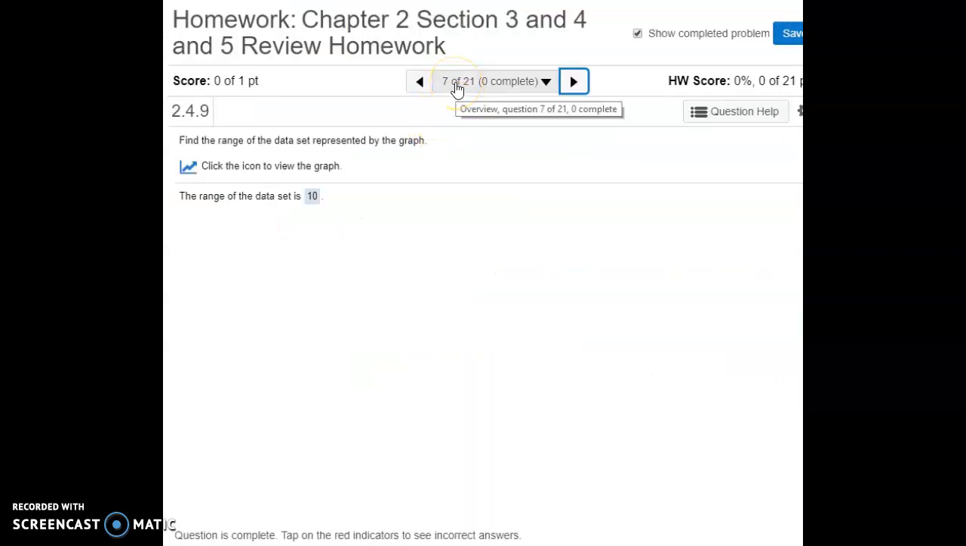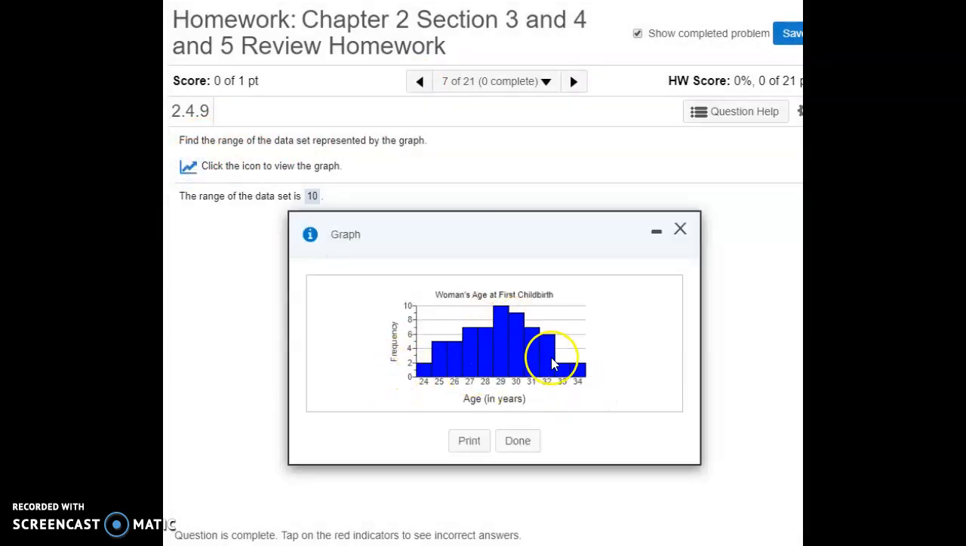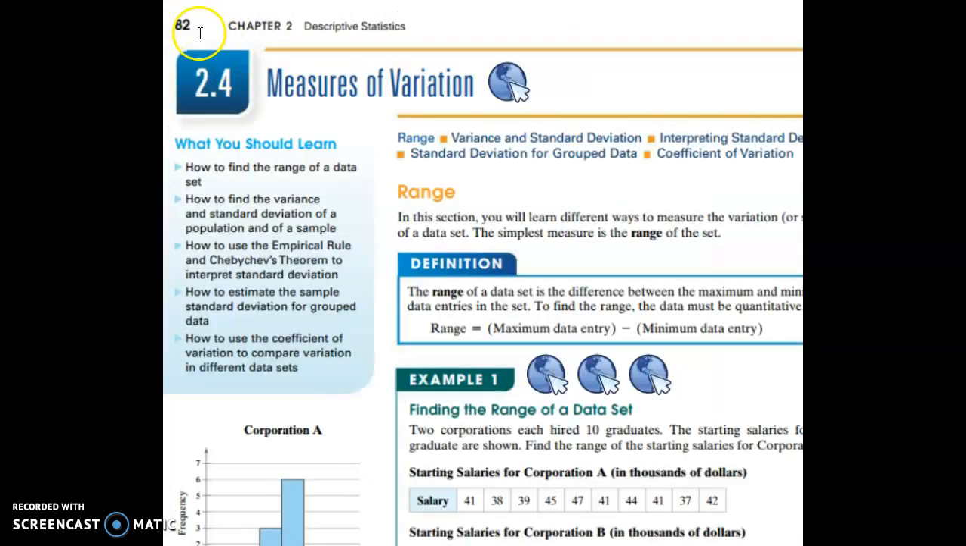Number 7, asking about the range of the data. And we're going to find the range of the data in this graph here. And right at the start of 2.4, it talks about the range. It's one of the ways we measure how much the data varies, how much variation there is in the numbers. And we do it by taking the maximum data entry and subtracting the smallest value, the minimum data entry.